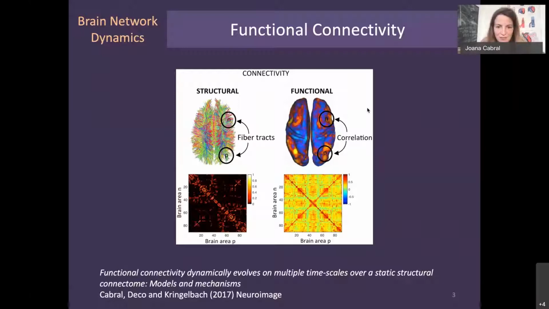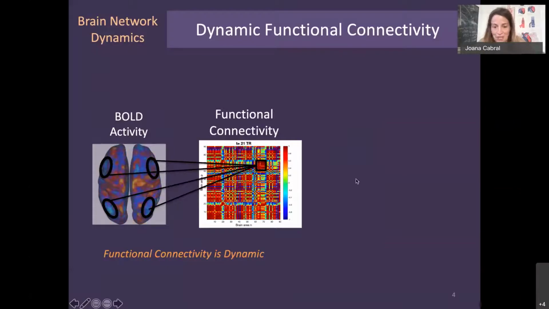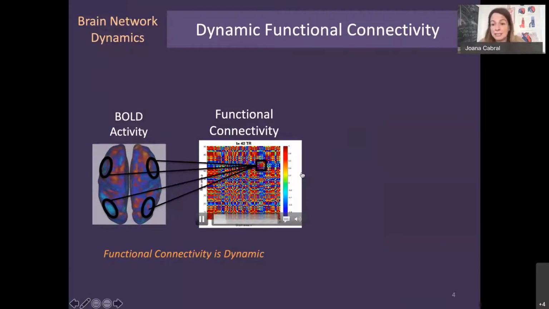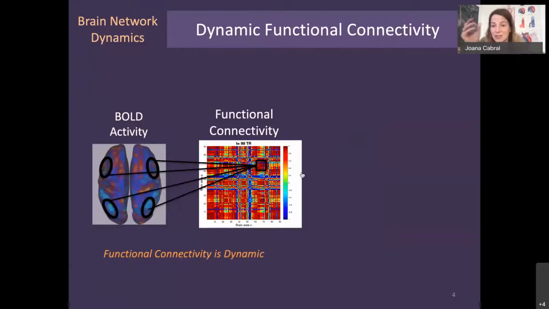So having established this, we can have the activity recorded in the MRI scanner, which is the BOLD activity. It depends on the blood oxygenation level, and then we can compute a functional connectivity matrix. But then recently, in the last decades, people have been finding that functional connectivity is not static. It's dynamic over time. If we compute the similarity between the activity of different brain areas, we find this is constantly moving over time. We can compute a measure of instantaneous connectivity and then see how this evolves over time.